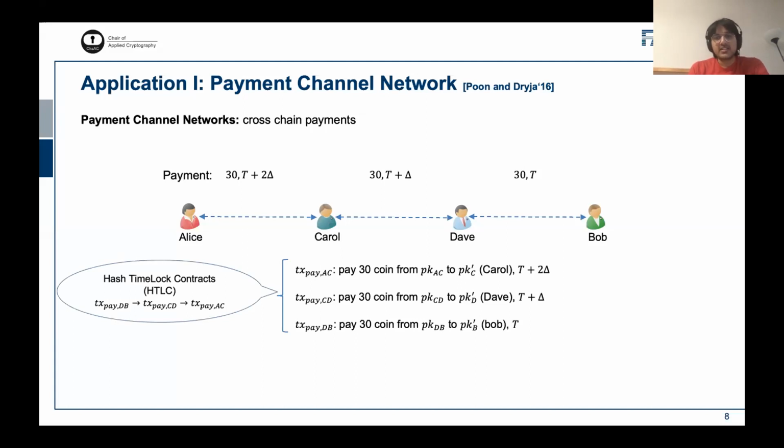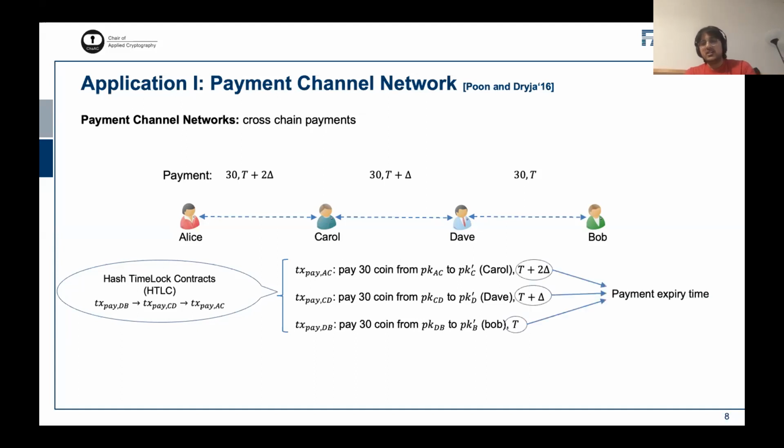I won't go into the detail of how this hash time lock contract works, but the idea is that if the payment from Dave and Bob goes through, then the payment from Carol and Dave goes through, and then the payment from Alice and Carol goes through. So this is how you set up these contracts, such that Bob gets paid first, then Dave, then Carol, and in essence, this just means that Alice has paid to Bob.